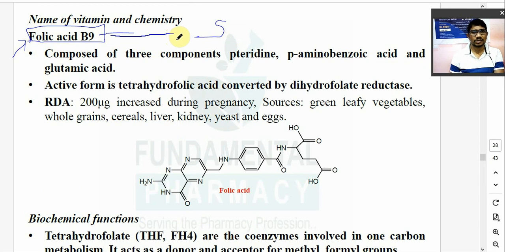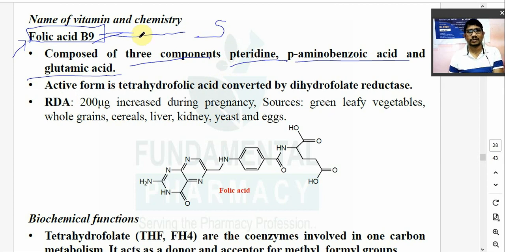First time folic acid was obtained from spinach, and that's why the leaf is known as folium in the Greek language. It was obtained from leaf, that's why it is known as folic acid. So vitamin B9 is folic acid. It is composed of three components: pyridine ring, P silent होता है इसमें, para-amino benzoic acid, and lastly glutamic acid.